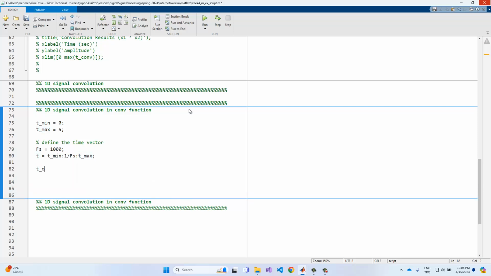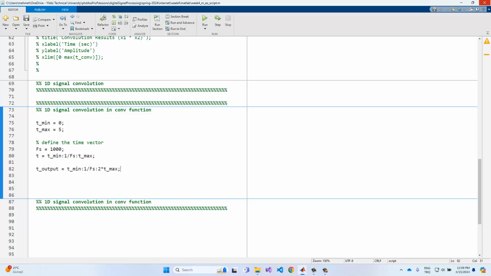Okay, and also we can define the t output value in here. t min, 1 divided by fs and 2 times t max, because in the convolution integral we doubled the size of the R vector.